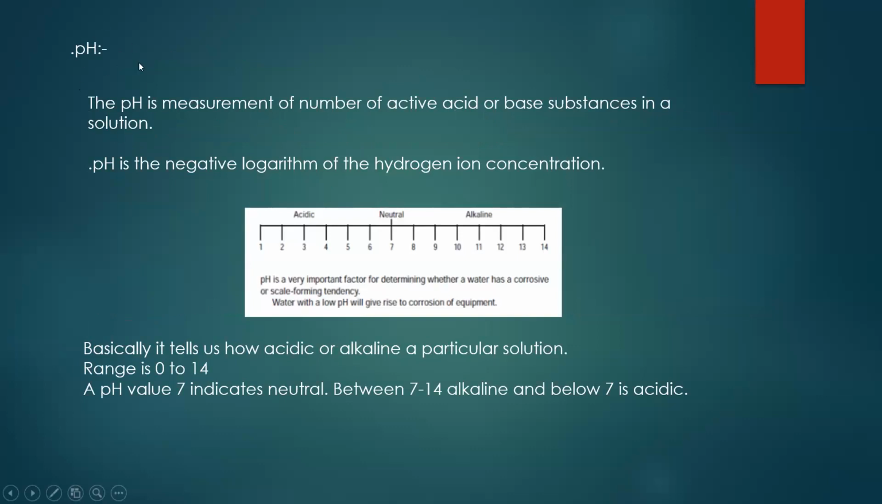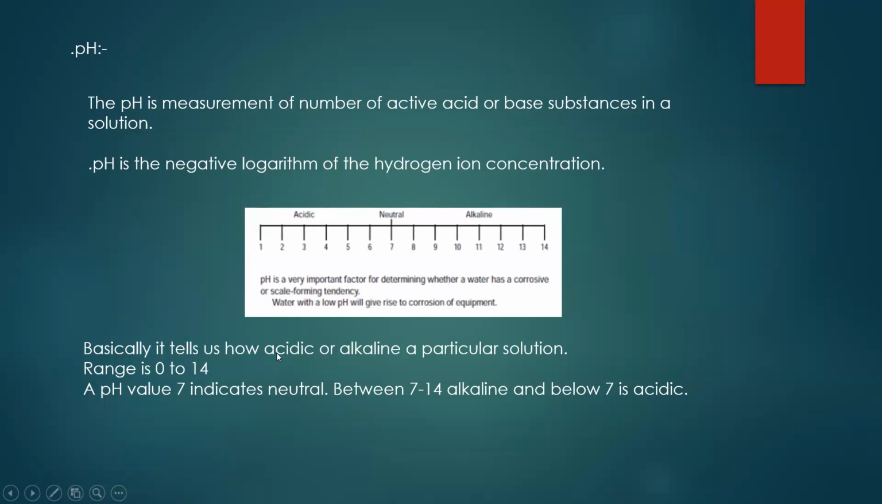pH is the measurement of the number of active acid or base substances in a solution. pH is the negative logarithm of hydrogen ion concentration. So pH is a very important factor for determining whether the water has a corrosive or scale forming tendency. Water with a low pH gives rise to corrosion. That is why we want to keep our water a little bit alkaline.